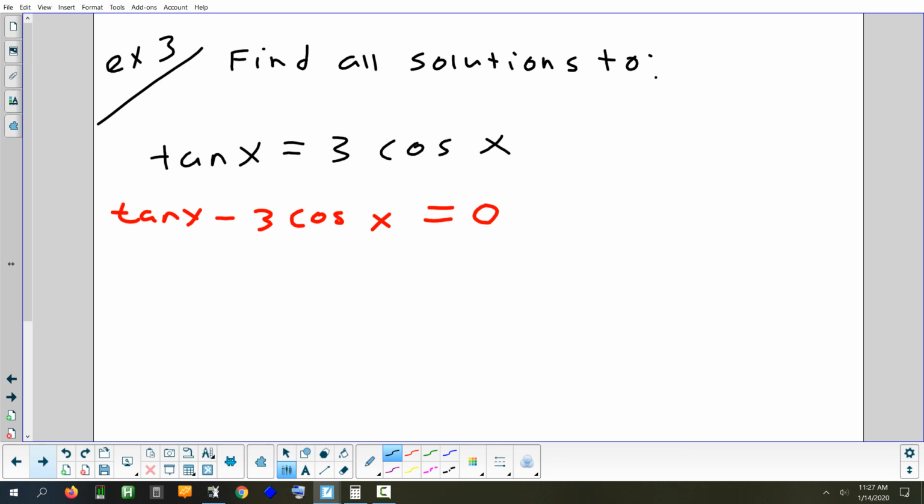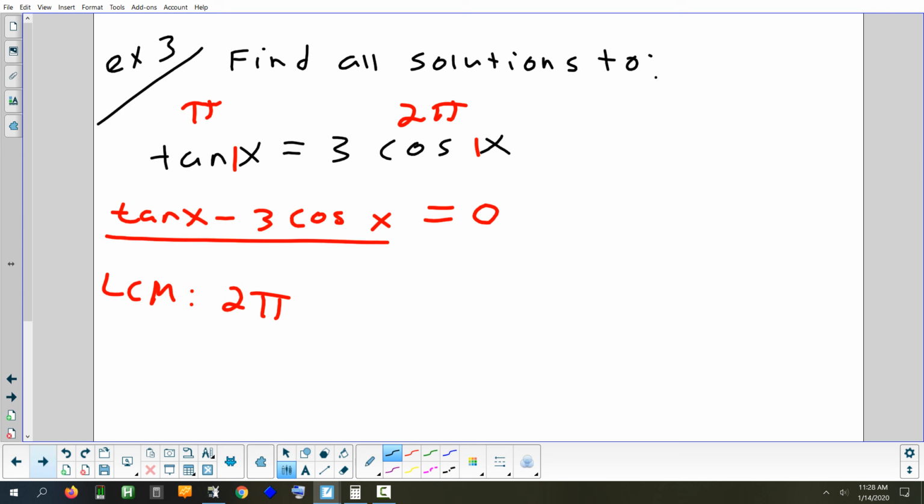cosine x. So step 1, find the period of this whole thing. What's the period of tangent? Pi over b, but in this case b is just a 1. What's the period of cosine? 2 pi over b, but b is a 1. And what's the LCM? 2 pi. 2 pi comes up a lot. Now, that's not the answer. That's just what you're going to put on the end of your answer, plus 2 pi n. Okay. Now, let's graph that and see what we got.